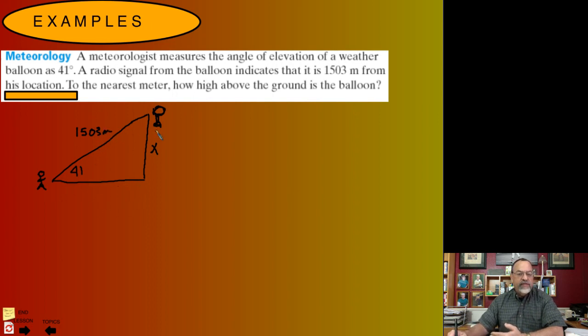So once I have this drawn, then I can again decide which ratio to use. So I have an angle. This is the side that's opposite of it. This is my hypotenuse. So opposite and hypotenuse, that's the sine ratio. So I'll use sine. The sine of my angle, 41, is the opposite side, which in this case is x, over the hypotenuse of 1,503. And then I would solve my equation.